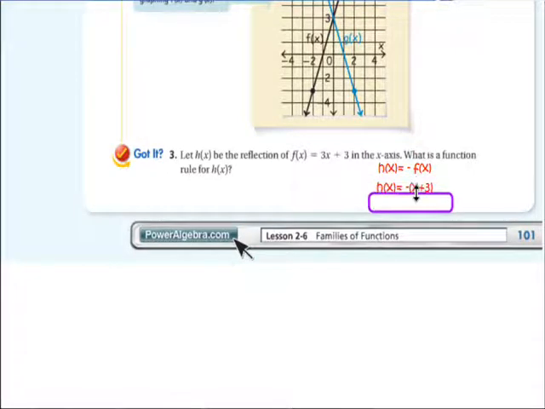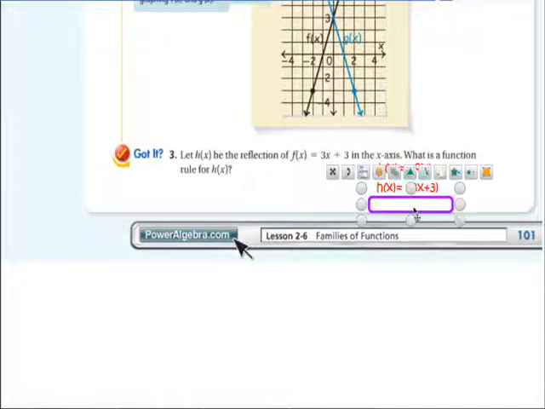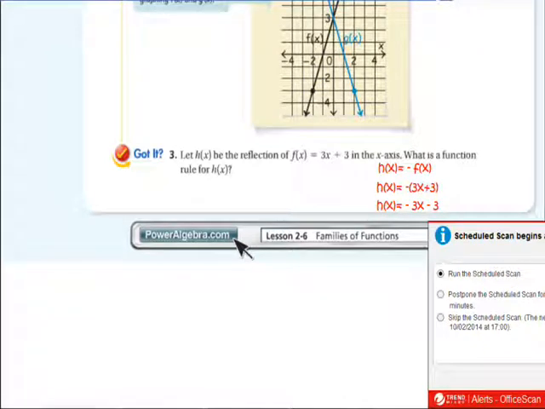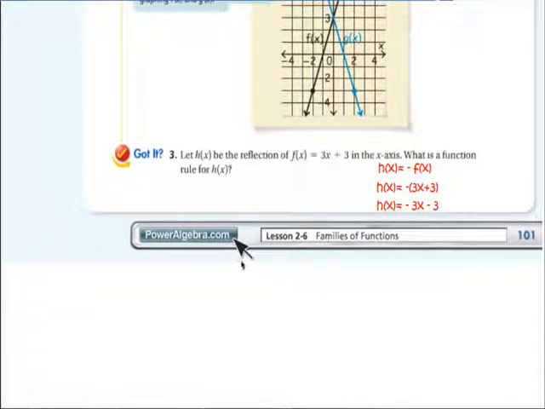Then for that negative f of x, we can substitute 3x plus 3 in. I left out a 3 there, sorry about that. There we go. So it's negative, 3x plus 3, and then we can distribute that negative sign to each, and we have negative 3x minus 3. Easy peasy.